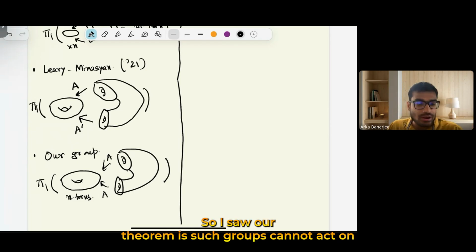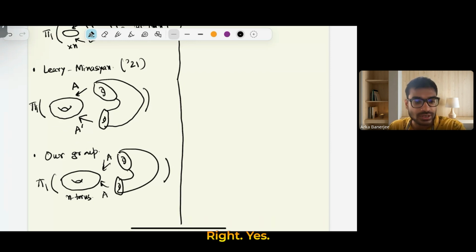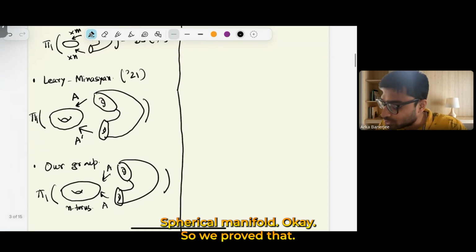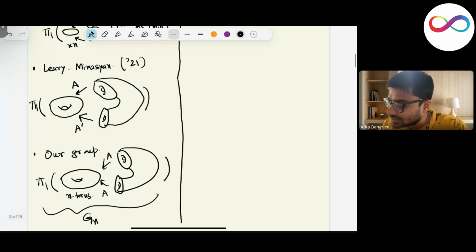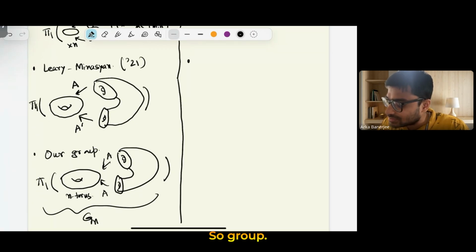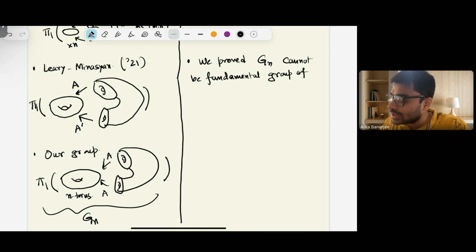Now, our theorem is that such groups cannot be the fundamental group of an (n+1)-dimensional spherical manifold. We proved that. So let me call this group G_n. We prove that G_n cannot be the fundamental group of a spherical (n+1)-manifold.